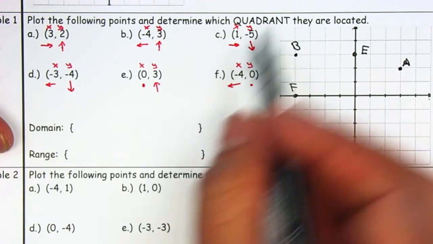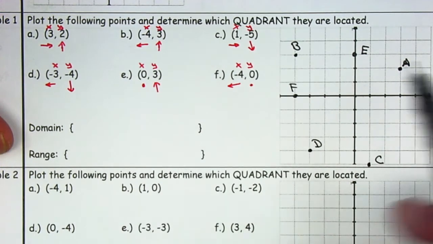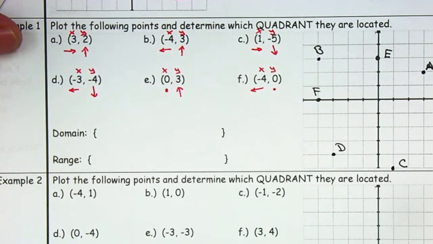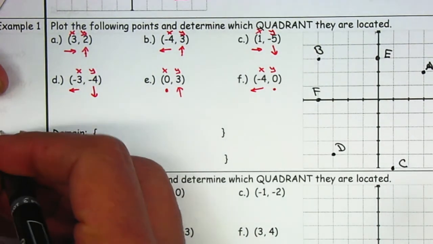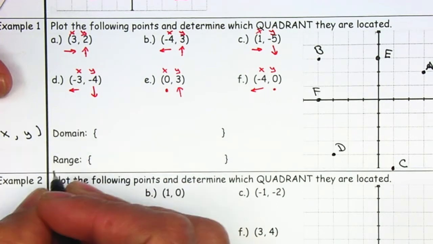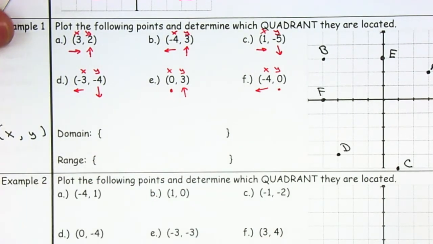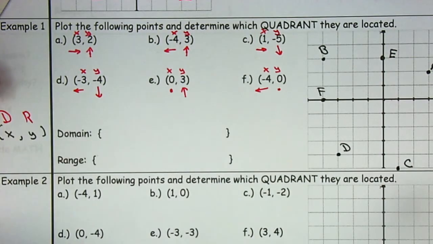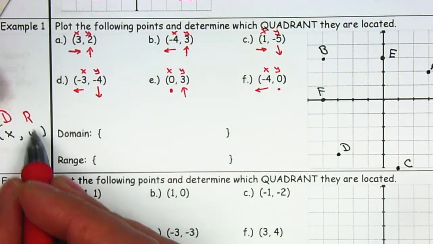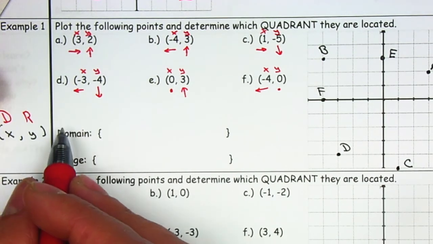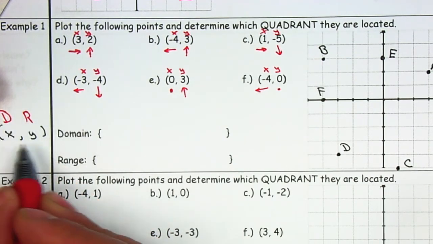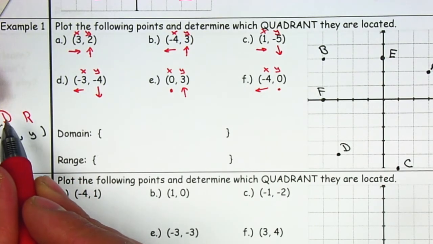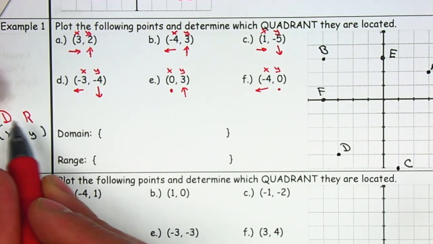Now your domain corresponds to the input values, or the x values. And one of the easy ways that we can remember this is write down on the left hand side x comma y, and DR. So the domain will be the x values, the R will be the y values. So every time you're asked for domain or range, I want to be able to see this as part of your work. So the x will be the D, the domain, the y will be the range, DR.